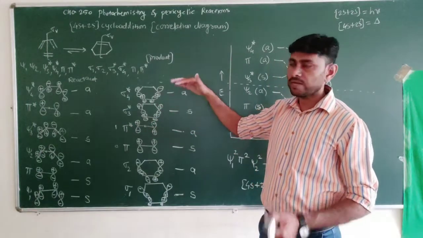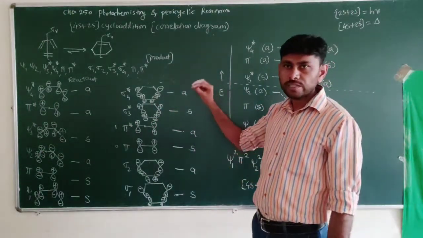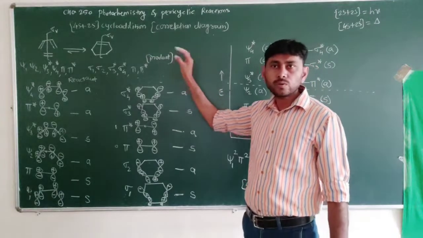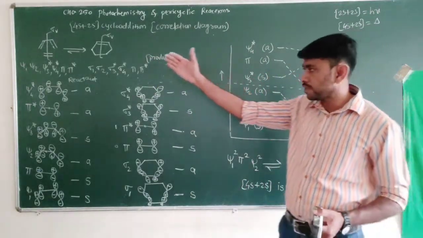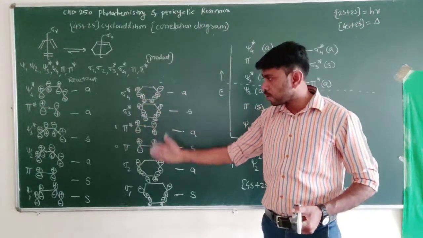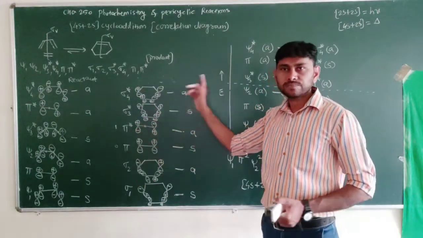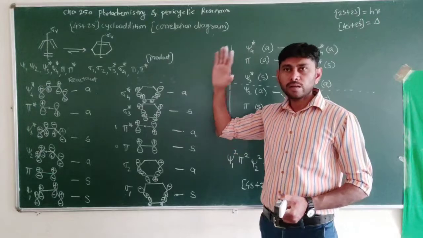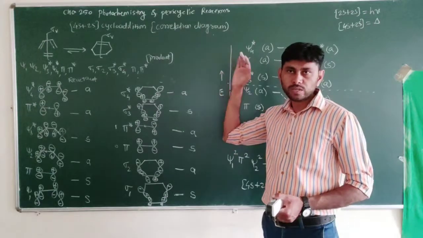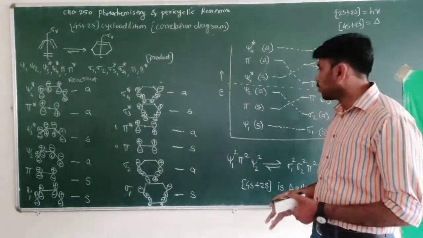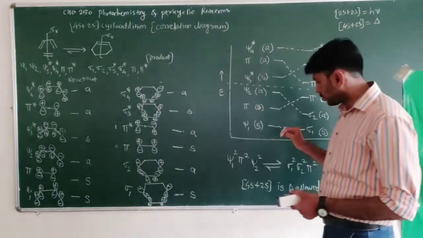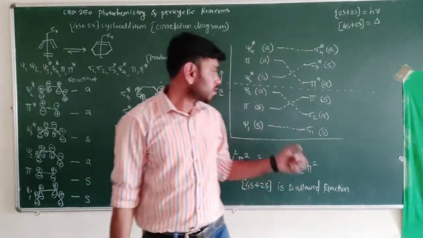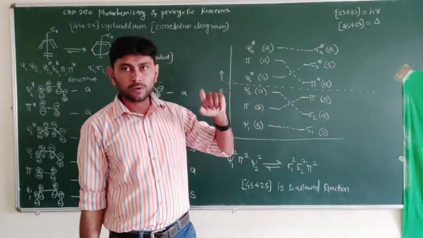Second method of analysis is the correlation diagram. By correlation diagram we get to know whether these reactions are thermally allowed or photochemically allowed by drawing the reactant orbitals and product orbitals, and their symmetries with respect to sigma vertical, and in 2s plus 2s, sigma vertical as well as sigma horizontal. By considering those symmetries and correlating them, we know whether the reaction is thermally allowed or photochemically allowed.